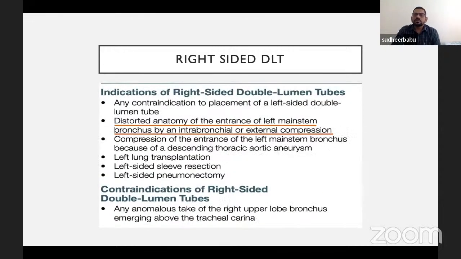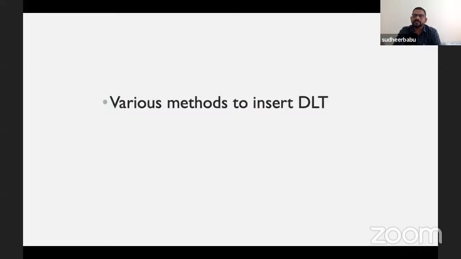So these are the indications of the right-sided DLT. Mainly, if there is any distorted anatomy of the left mainstem bronchus, then a right-sided DLT can be placed. The only contraindication is sometimes the right upper lobe bronchus has some anomaly, like it may be arising just at the level of the tracheal carina. In those cases, you may not be able to ventilate the right upper lobe bronchus, so you cannot put the right-sided DLT.